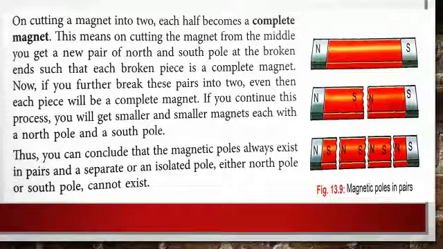Now if you further break these pieces into two, even then each piece will be a complete magnet. If you continue this process, you will get smaller and smaller magnets, but each with a north pole and a south pole. Thus we conclude that the magnetic poles always exist in pairs, and a separate or isolated pole, either north pole or south pole, cannot exist. It means we are not going to get only the north pole or only the south pole. Always north pole and south pole exist in pairs.